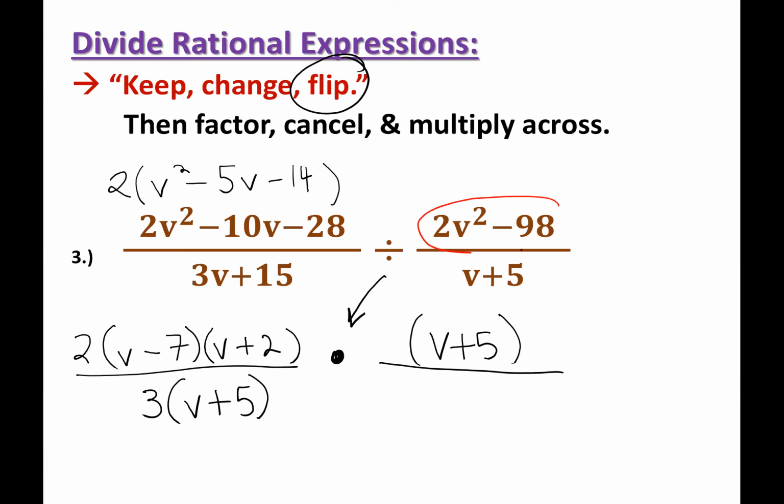This is our final answer. Keep it factored. This is called factored form. In other words, do not distribute the 3. Keep everything completely factored.